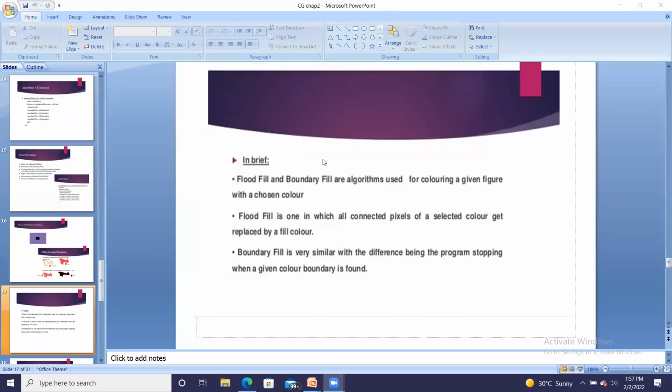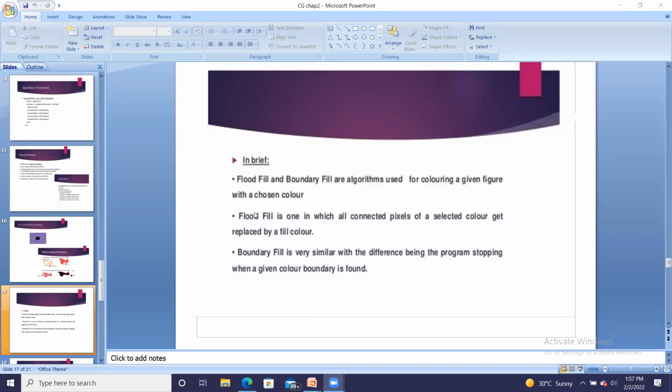Okay, so in brief, flood fill and boundary fill algorithms are used for coloring a given figure with a chosen color. So we are going to choose the color and we are going to fill the particular polygon. So for the required color, the polygon will get filled. Then flood fill is one in which all connected pixels of a selected color get replaced by fill color.